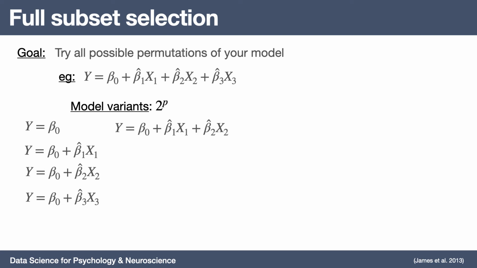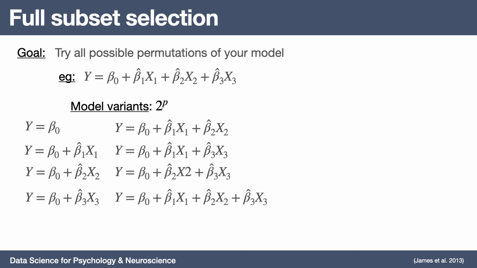I also can compare the model of x1 and x2, x1 and x3, x2 and x3. These are all the cases where p equals 2 because I'm including two x terms in the model. And the final model that I can compare is the full model that includes x1, x2, x3. So these 8 models, 2 to the third, are all possible combinations of models that I can use with variables 1, 2, and 3.